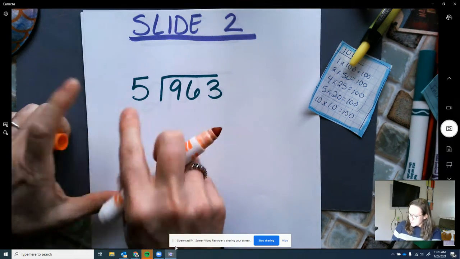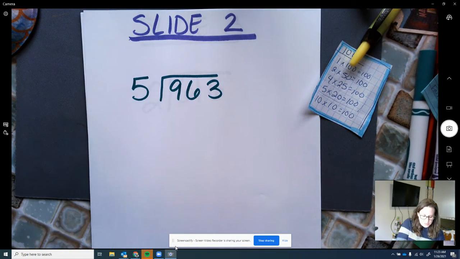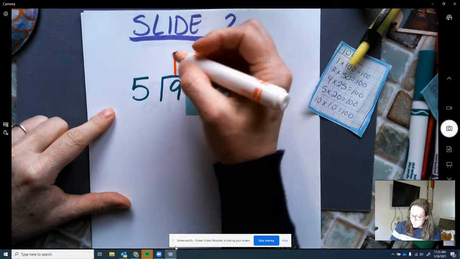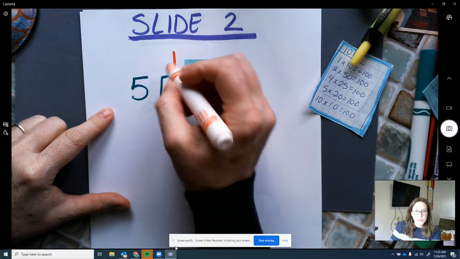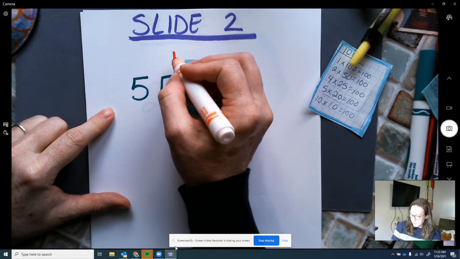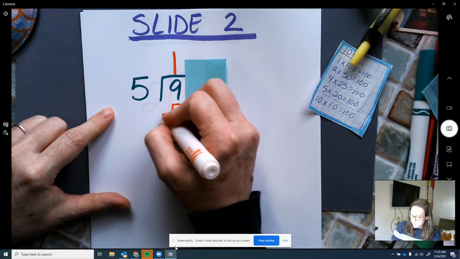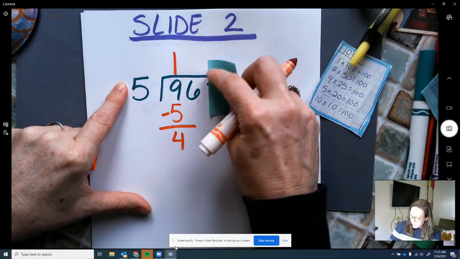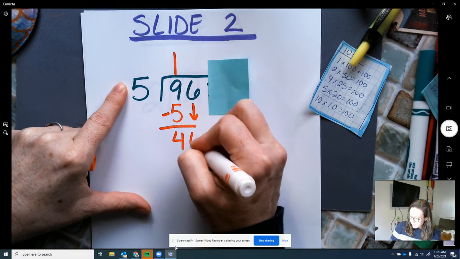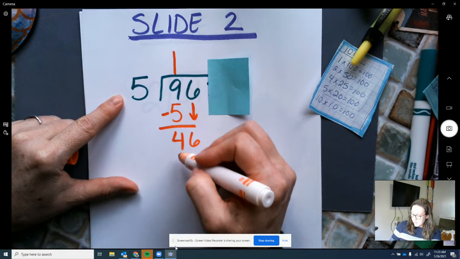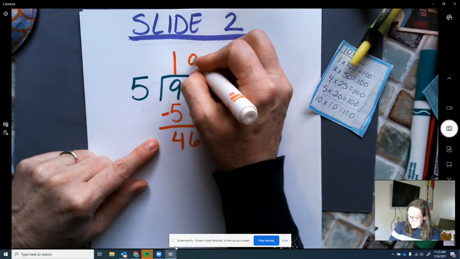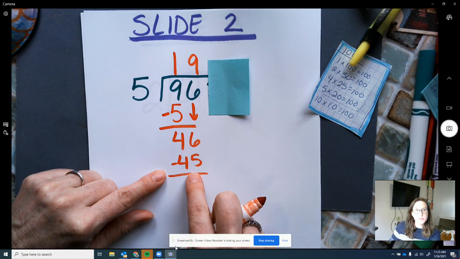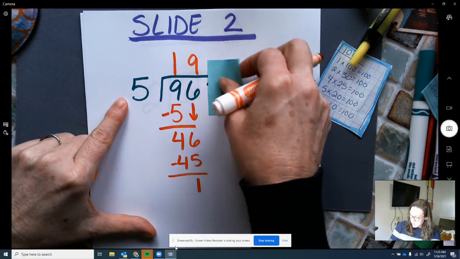Okay, so what we do with solving this is we start with just the 9. 5 goes into 9 one time. So remember, we divide first. 5 goes into 9 one time, because 1 times 5 is 5. We're trying to get as close as we can to 9 without going over. 9 minus 5 is 4. We're going to bring down the next number. So we have 46. 5 goes into 46 9 times. 9 times 5 is 45, because that's going to get us closest to 46 without going over. We've got 1 left over.